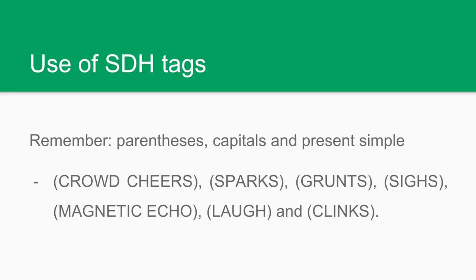As you may have seen, all of our SDH tags follow the conventions that we have detailed for a project-based solution. Parentheses, capital letters, and either the present simple tense or nouns. For instance, crowd cheers both identifies the character and describes the action. Then we also have sparks, when the robot is broken. Grunts, when Yama, the big guy, shows confusion after being challenged by a child. Sighs, when Hero Hamada says his name. Magnetic echo, which seemed to us a good description of the subtle buzz that is heard in the background. And we also have laugh, present simple plural, as it's Yama and the audience at the robot fight, and clinks, when both contenders leave the money on the plate.